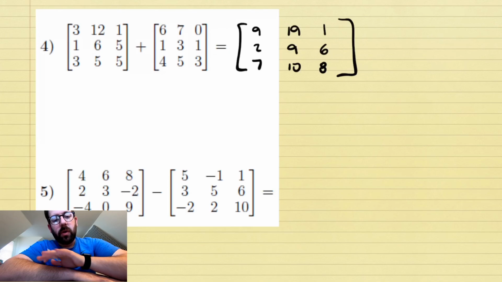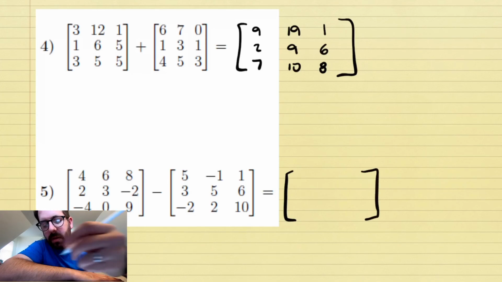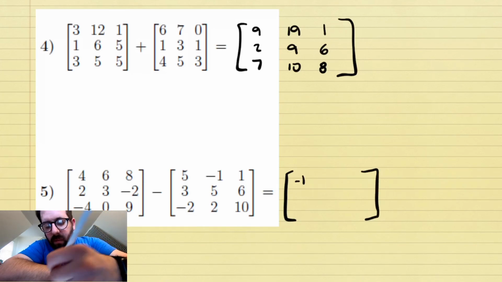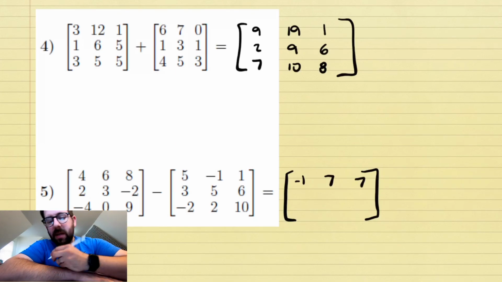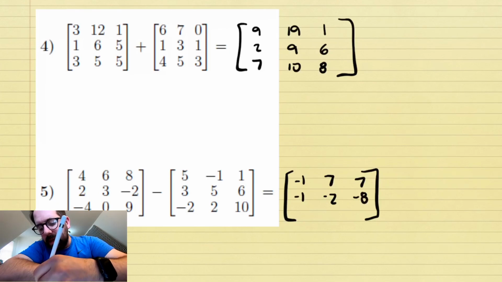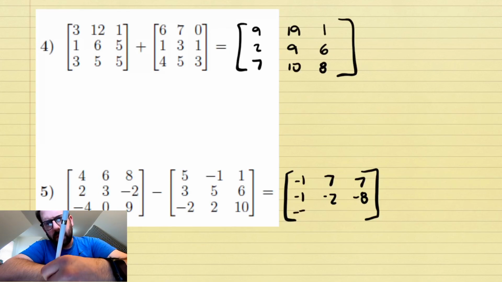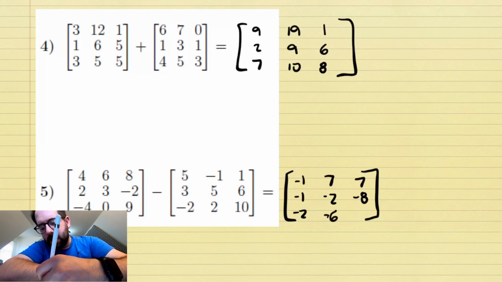Second one, you're going to subtract. So you're going into a Word document, you're editing, you're taking out some things, you're erasing some lines. Same thing. You're subtracting entry for entry. So 4 minus the 5, that's negative 1. 6 minus the negative 1, that's 6 plus 1. 8 minus 1, so there's your top row. 2 minus 3 is negative 1. 3 minus 5 is negative 2. Negative 2 minus 6 is negative 8. And the bottom row, negative 4 minus the negative 2, that's negative 4 plus 2, which is negative 2. Negative 4 minus 2 is negative 6.